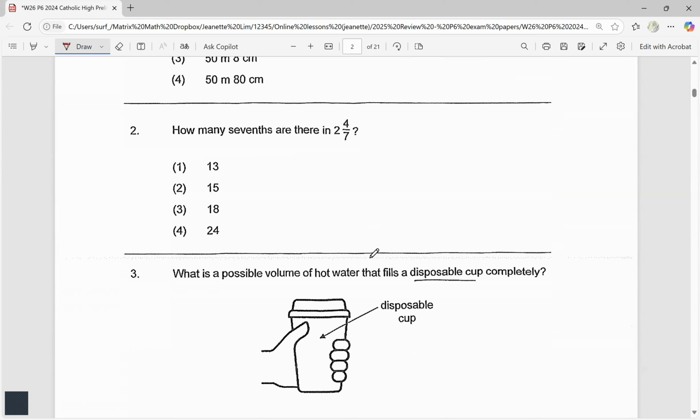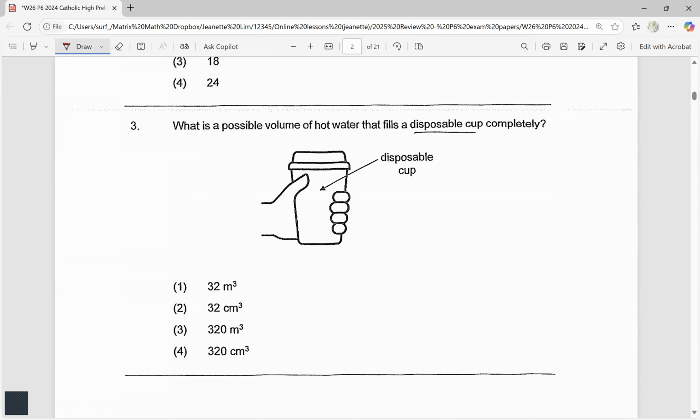Question 2, how many sevens are there in 2 and 4 sevens? Okay, what we need to do is change to an improper fraction. So 2 times 7 is 14. 14 plus another 4 is 18. So how many sevens are there? That's 18. Okay, option 3.